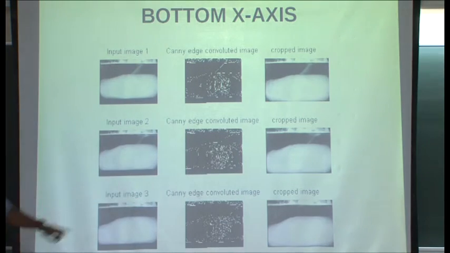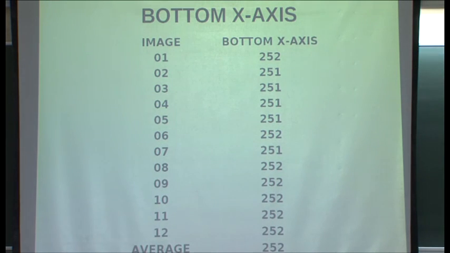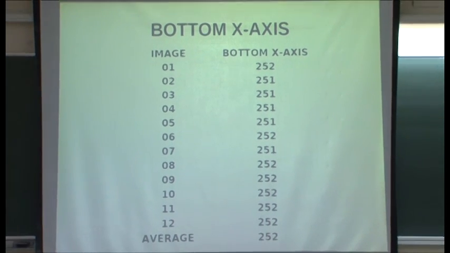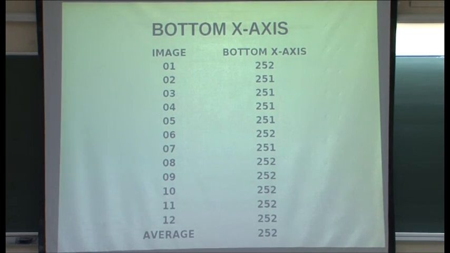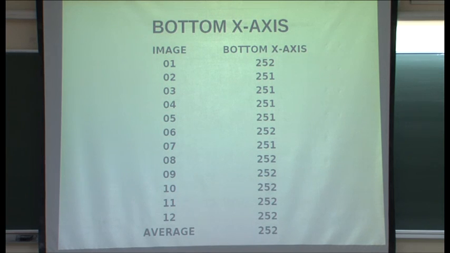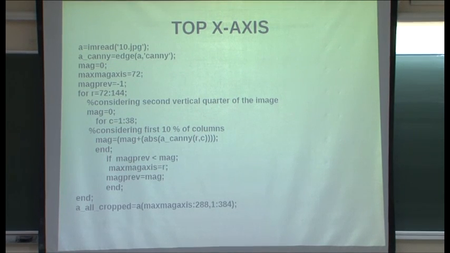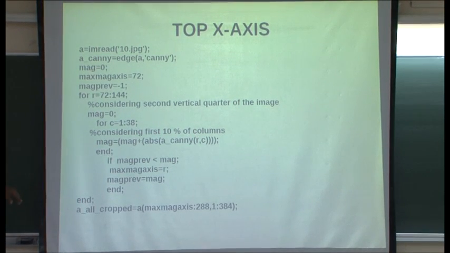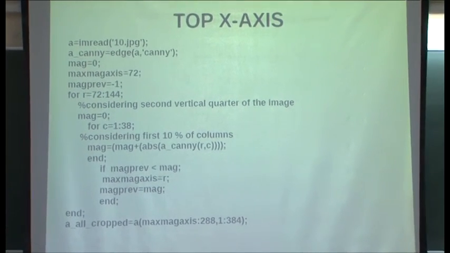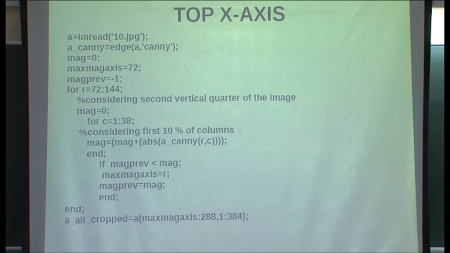Now when I take the average of these rows over the 12 images, I get 252. So now I fix this line as 252. The original image is from 1 to 288 heightwise and 1 to 384 widthwise, so I fixed it at 252. Then for the top axis, again the same thing. But here, if I run this, it is not guaranteed that I will get the maximum summation at the top. But seeing the image I can make out that it is in the second quarter.